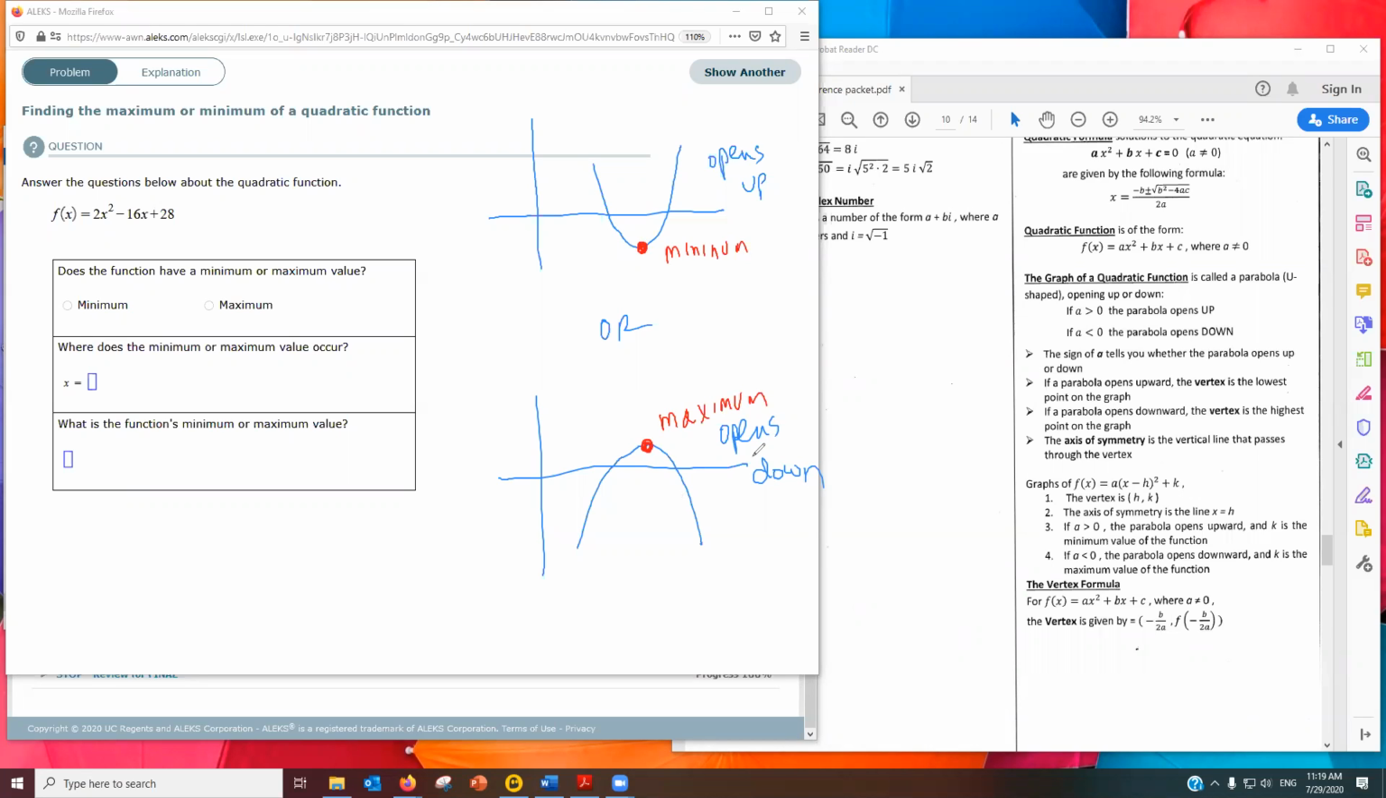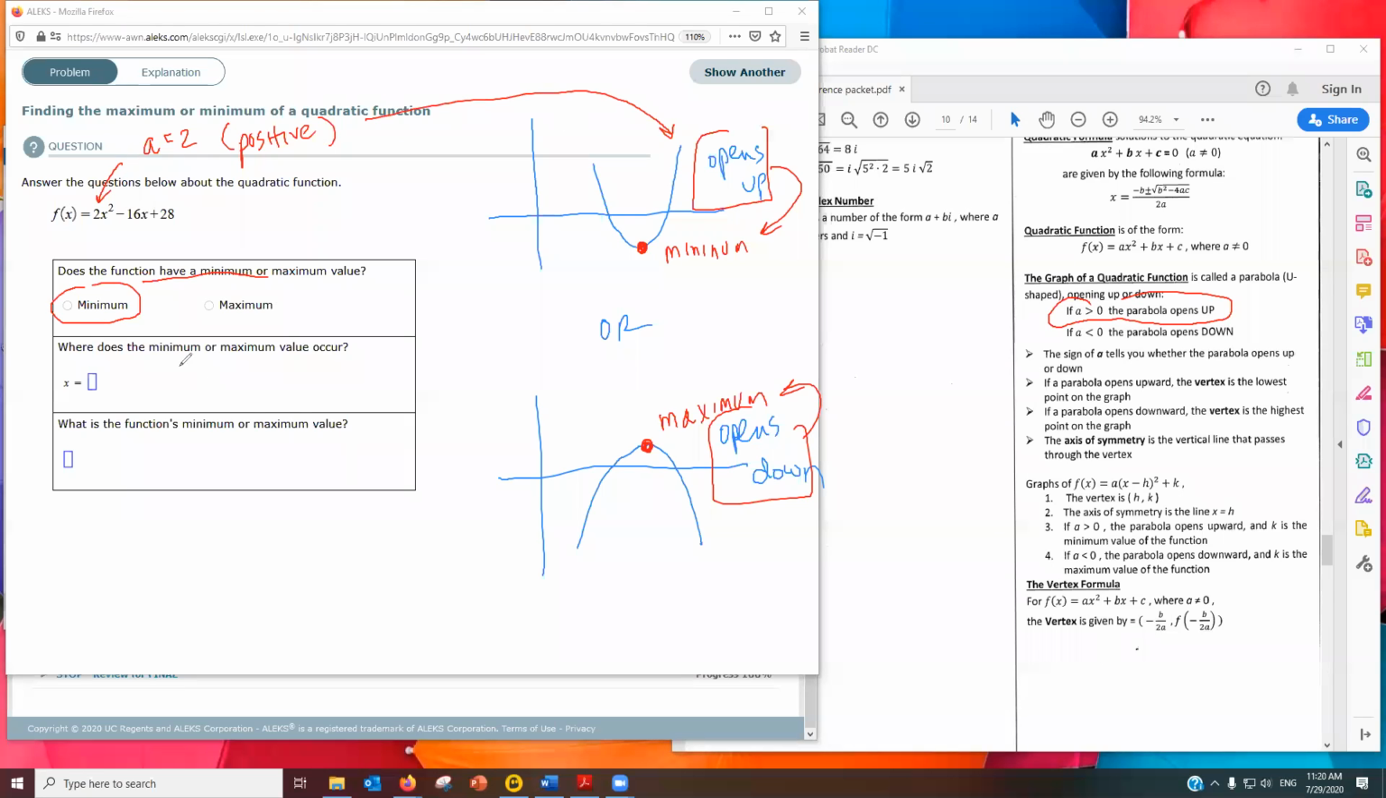So by knowing if the graph opens up or opens down, you automatically know whether there's going to be a minimum or a maximum. If it opens up, there's going to be a minimum, but if it opens down, there's going to be a maximum. So let's look at this example. It says, does this function have a min or a max? Well, let me check out the a value here. The a value is 2, but that's a positive number. When a is a positive number, the parabola opens up. Well, if it opens up, the graph must have a minimum. So the answer here is minimum.